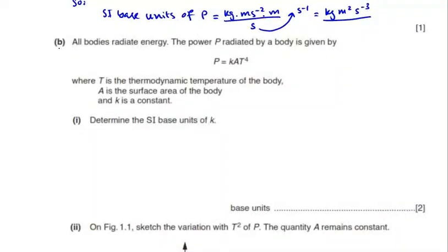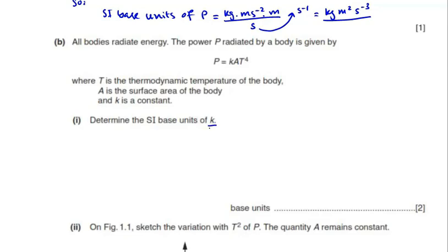The next part, part B, says all bodies radiate energy. The power P radiated by a body is given by P equal KAT to the 4, where T is the thermodynamic temperature of the body, A is the surface area of the body, and K is a constant. Subpart 1 says determine the SI base units of K.